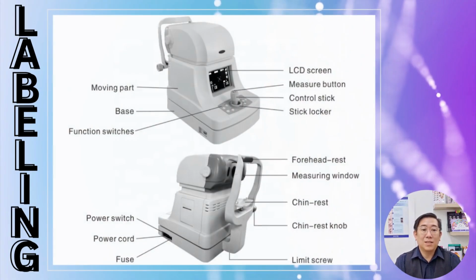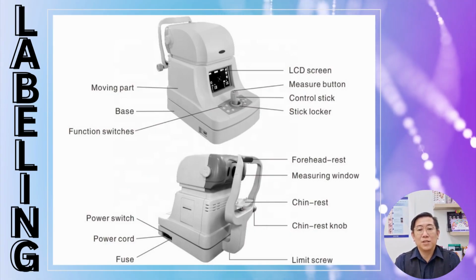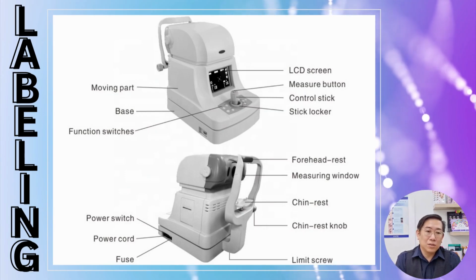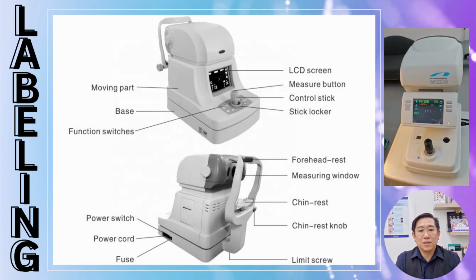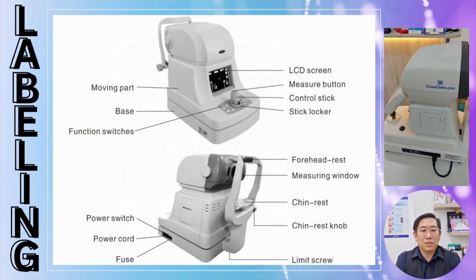Now let's take a closer look at the anatomy and main components of the autorefractor, a commonly used device in optometry clinics for objectively measuring refractive errors. On the top section of the autorefractor, we have several key components. First is the moving parts.